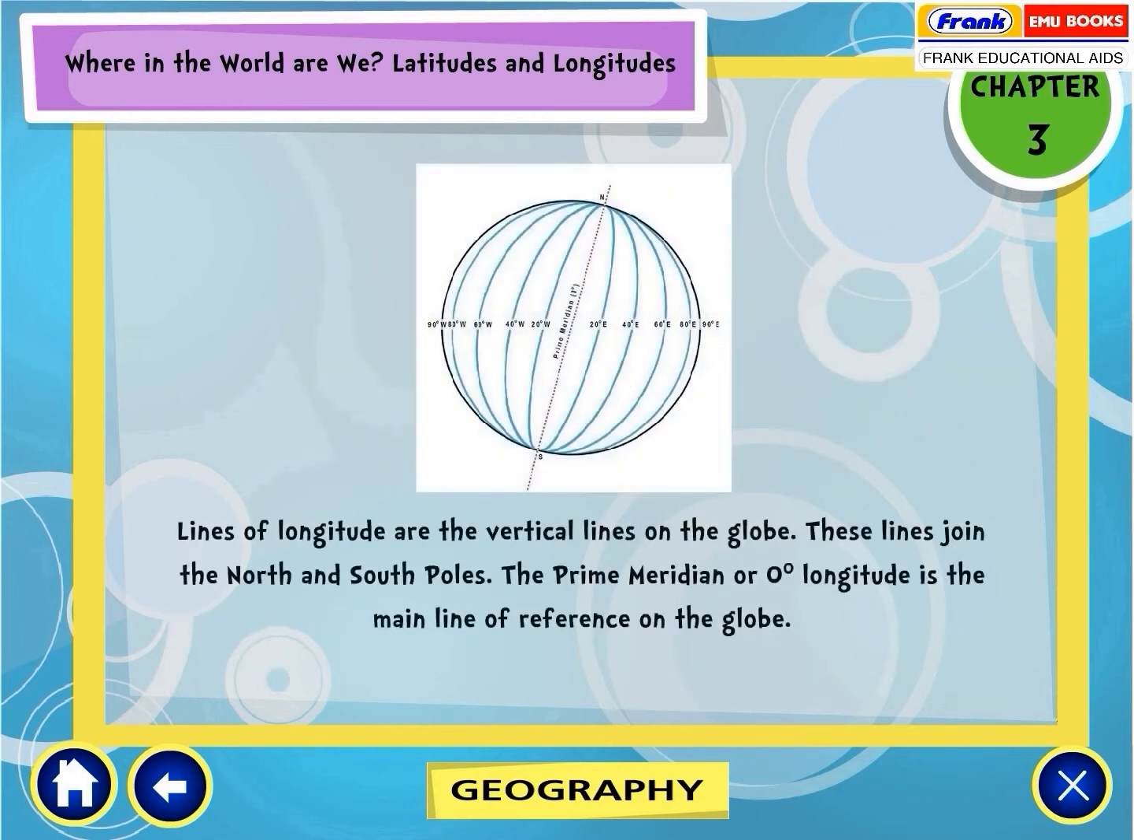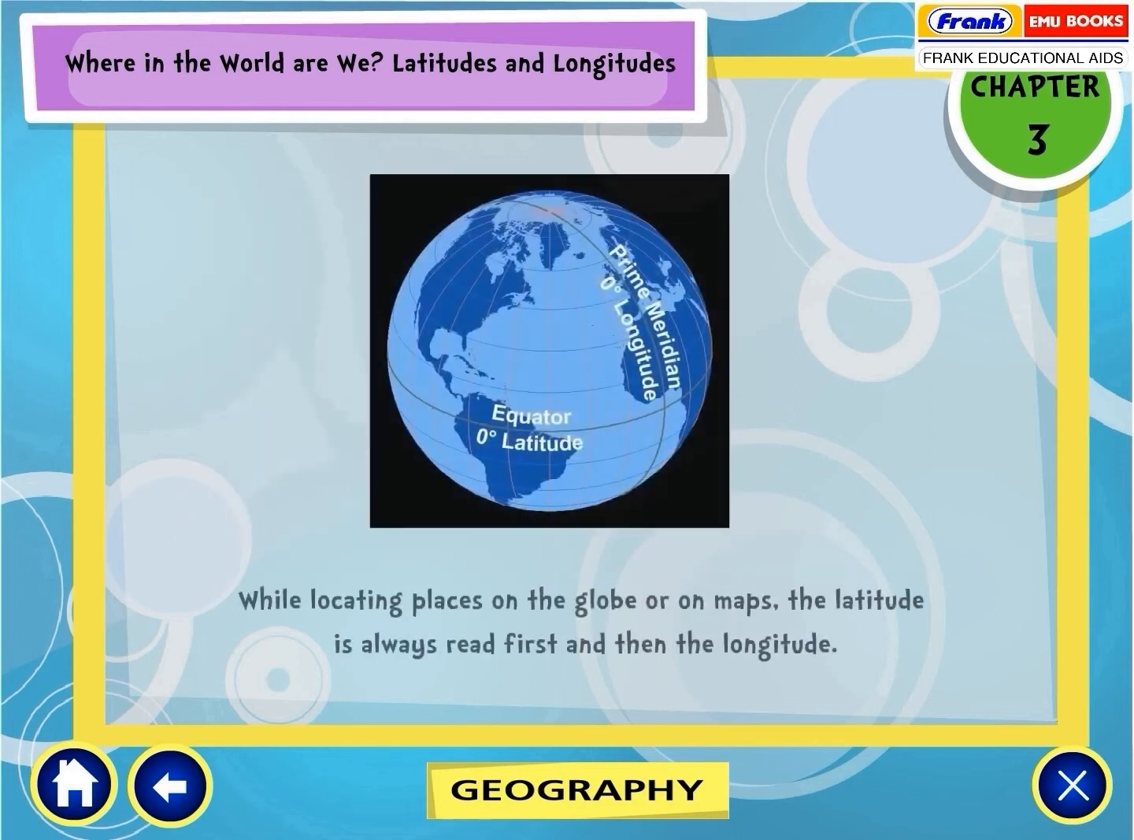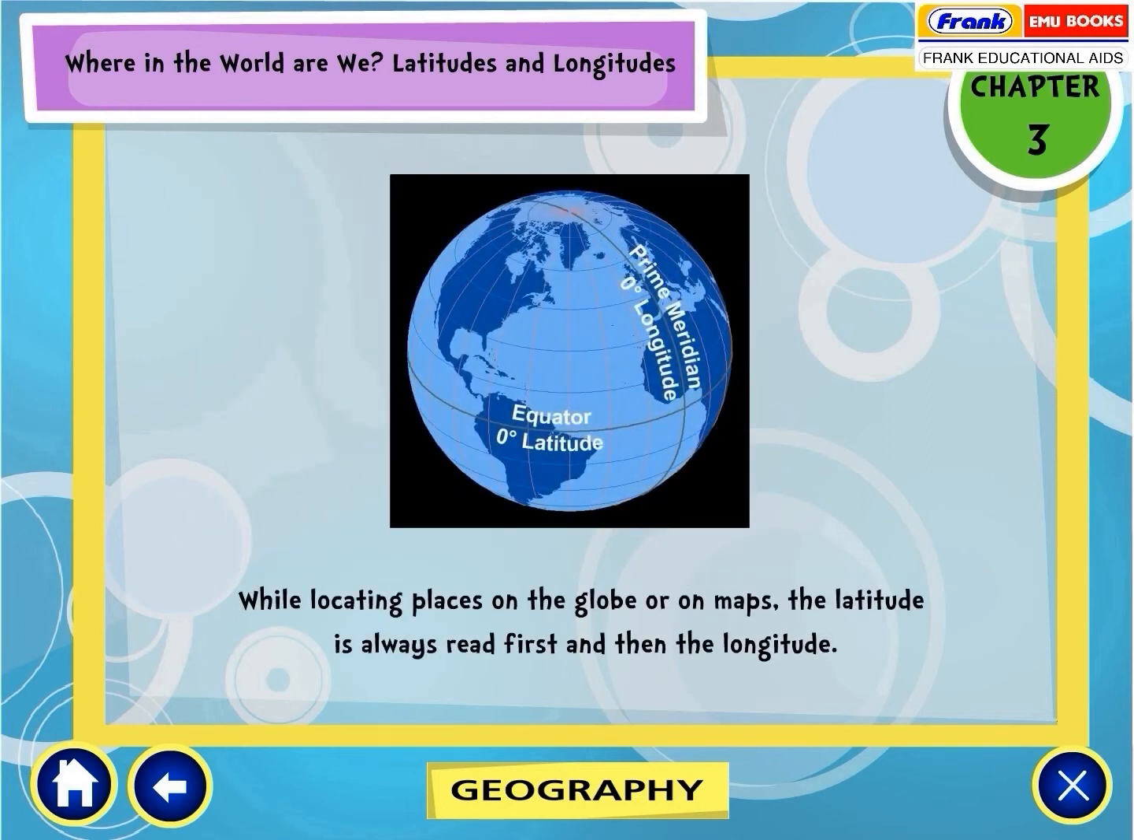Lines of longitude are the vertical lines on the globe. These lines join the north and south poles. The prime meridian or 0 degree longitude is the main line of reference on the globe. While locating places on the globe or on maps, the latitude is always read first and then the longitude.